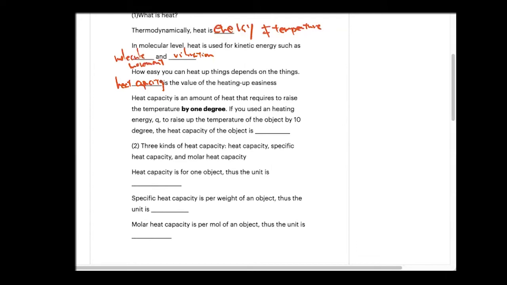So if you use heating energy, let's say Q, and raise the temperature of the object by 10 degrees, the heat capacity of the object is Q over 10. So how you obtain the heat capacity is Q divided by delta T. And in this case, delta T is 10 degrees here. So the heat capacity can be calculated as Q divided by 10. So this is pretty simple.